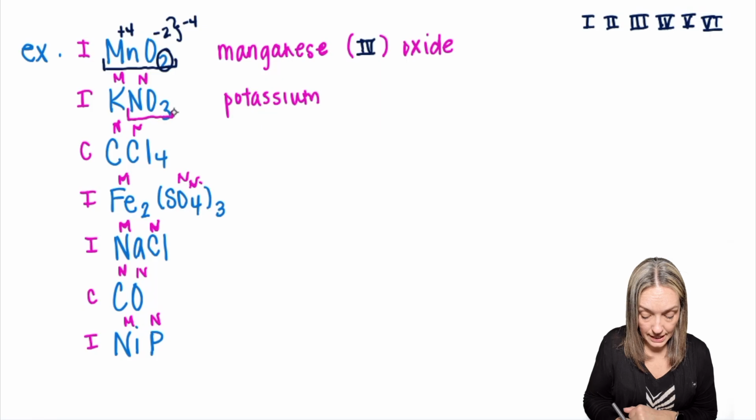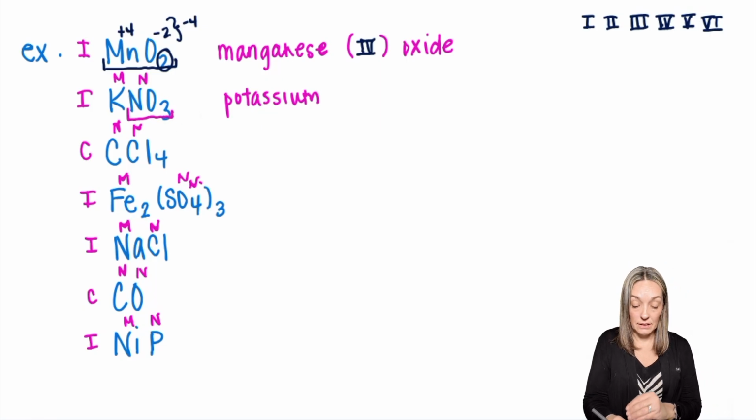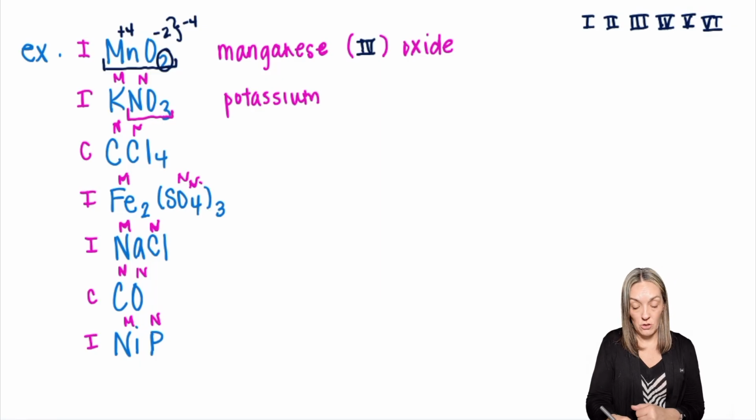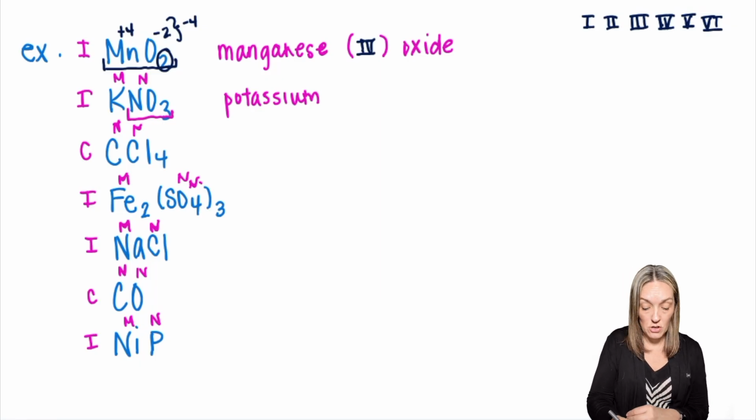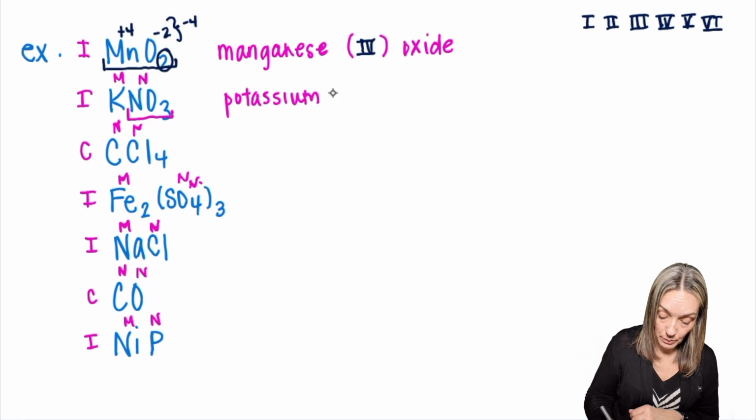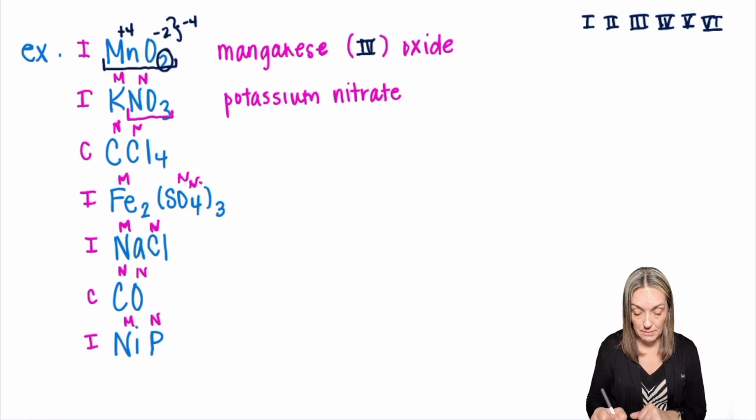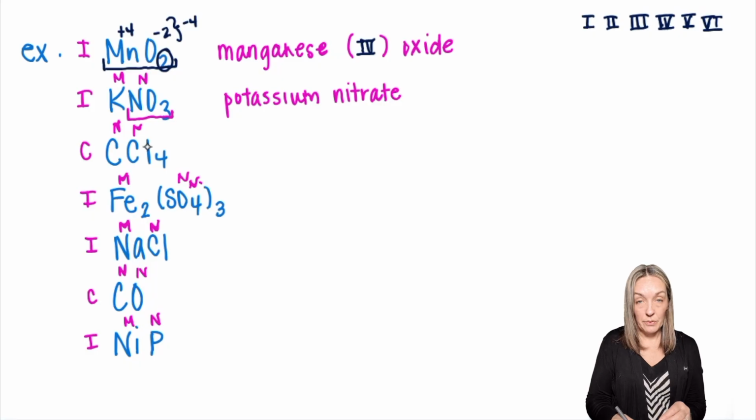Now, if I see that I have more than 2 elements left after I've named the metal, I know I need my polyatomic sheet. So I'm going to go to my polyatomic sheet and I'm going to find NO3. When I find NO3, it tells me that NO3 is called nitrate. I'm going to copy that exactly as I see it from my polyatomic sheet. I'm going to skip this covalent one for right now. We'll come back to that later.